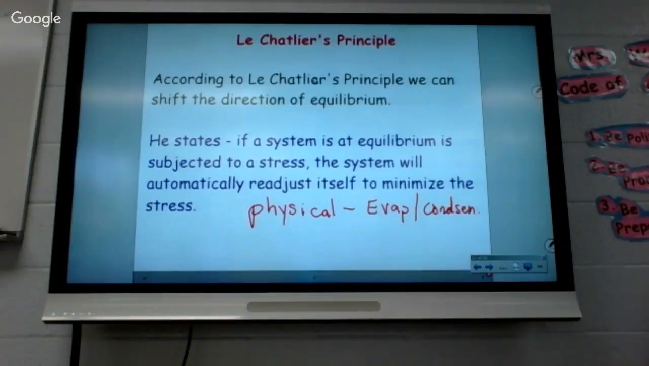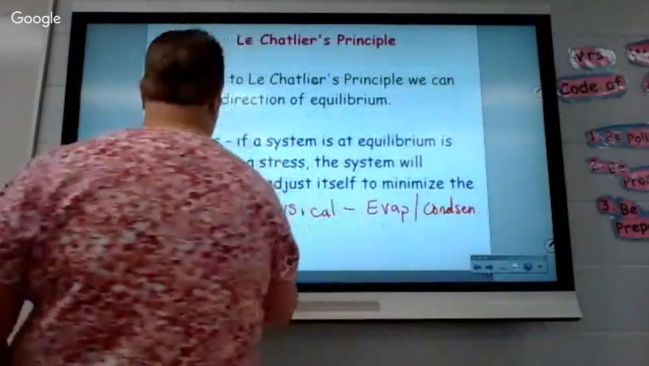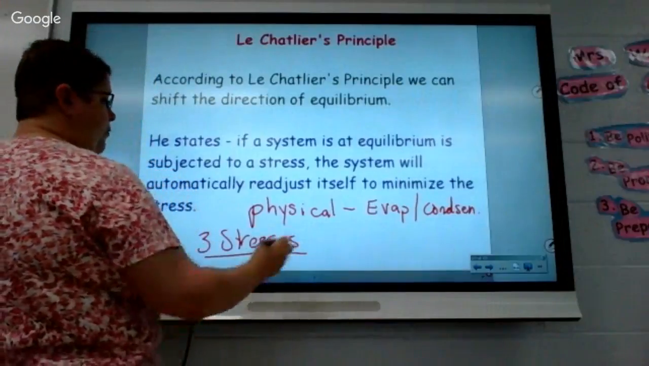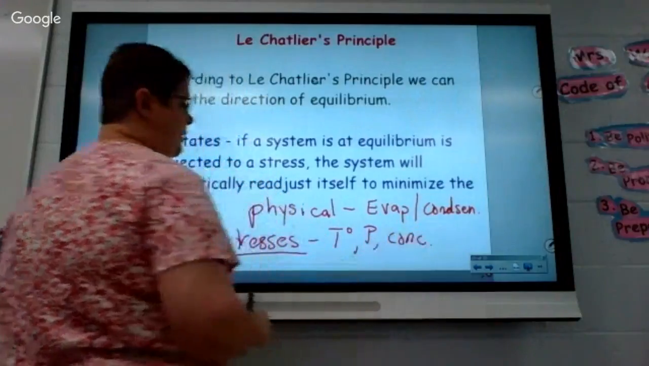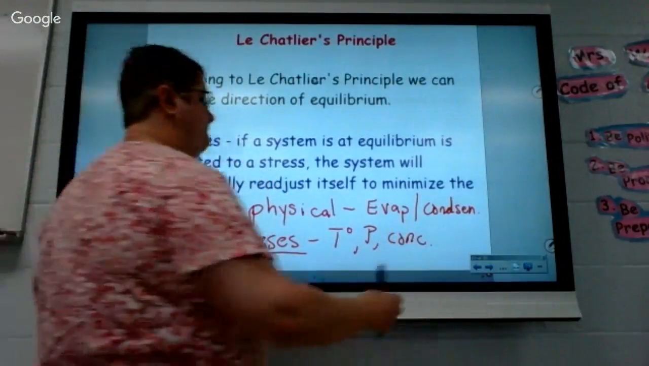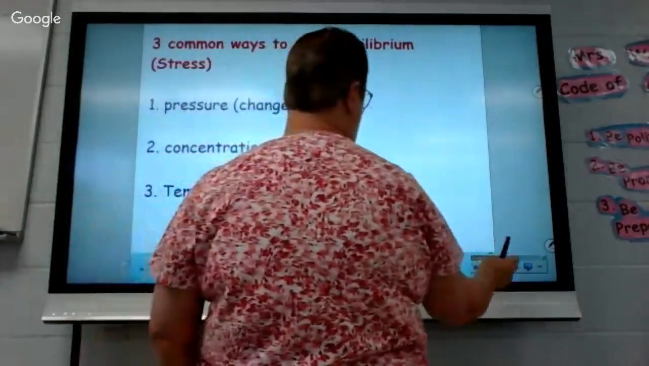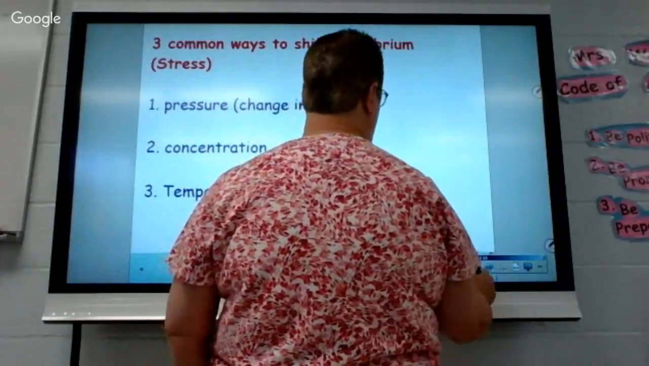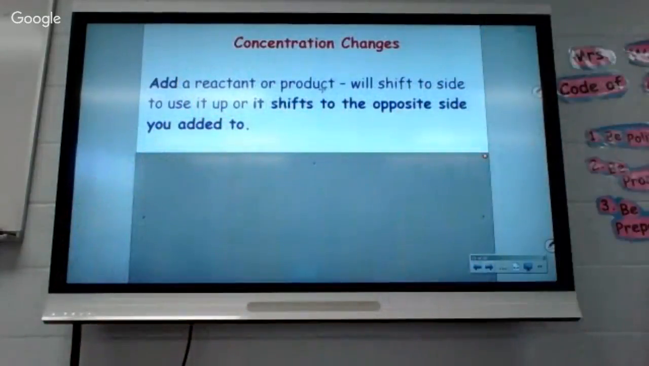Right. Keep thinking that. So, today, we're going to talk about chemical equilibrium. We're going to look at 3 stresses today. And I can't remember which one I have up here first. But the 3 we're going to look at are temperature, pressure, and concentration. Concentration is the one I have up here first. All right, we're going to talk about changes in concentration.